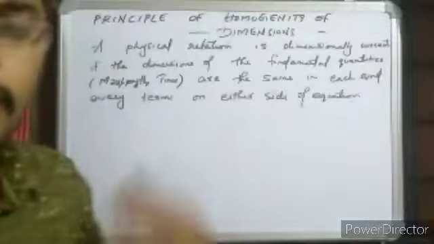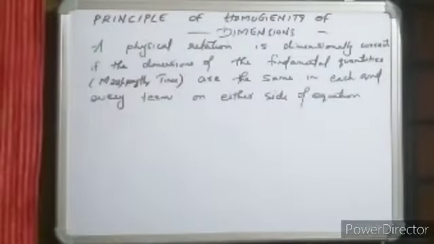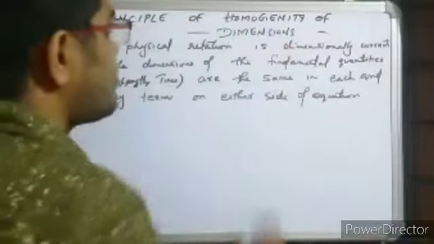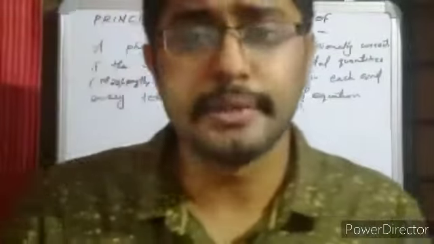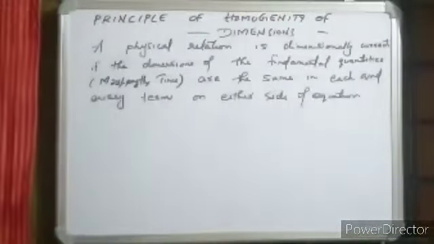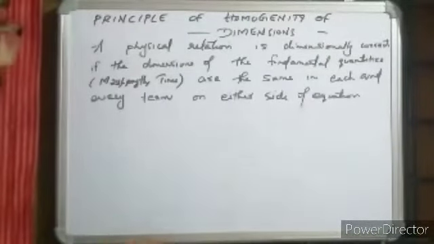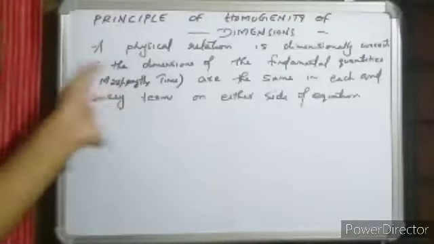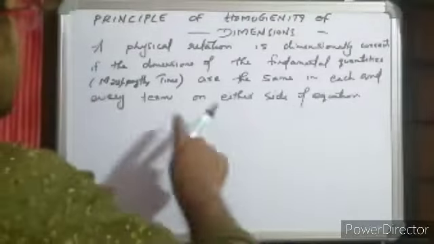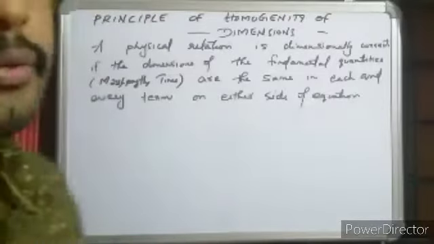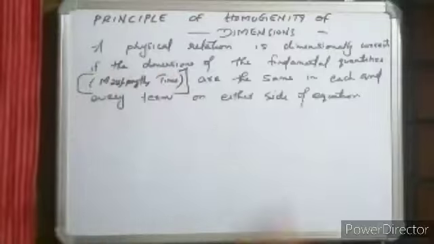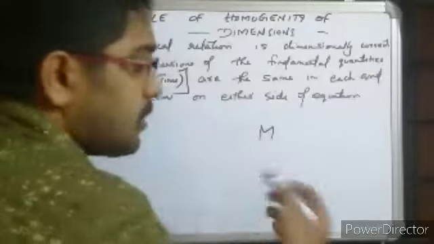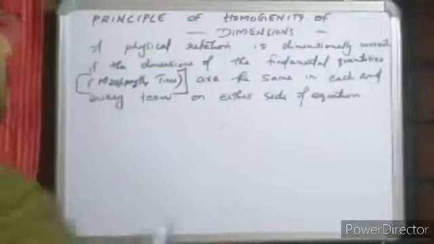Now coming to the principle of homogeneity of dimensions. As the title suggests, homogeneity of dimensions: similarity in dimensions, uniformness in dimensions. The principle states that a physical relation is dimensionally correct if the dimensions of the fundamental quantities, mass, length, time, are the same in each and every term on either side of the equation. If the fundamental quantities are the same, that means the dimensional formula should be the same.